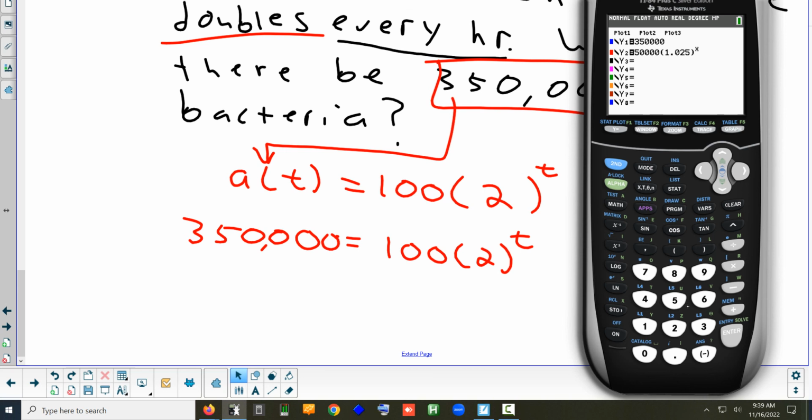350,000. Initial amount is 100 times 2. Yeah, so it's pretty quick to type in because I just modified what we already had. I just changed the numbers a little bit.